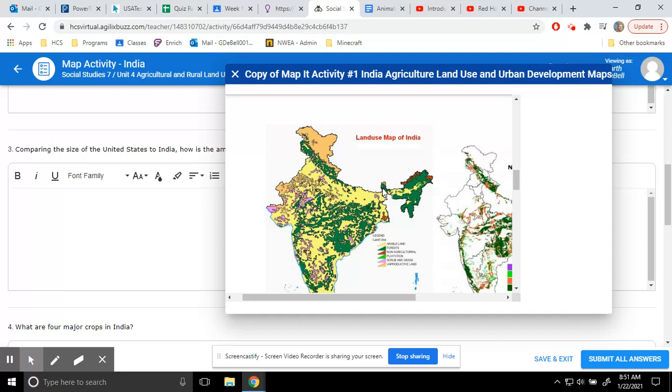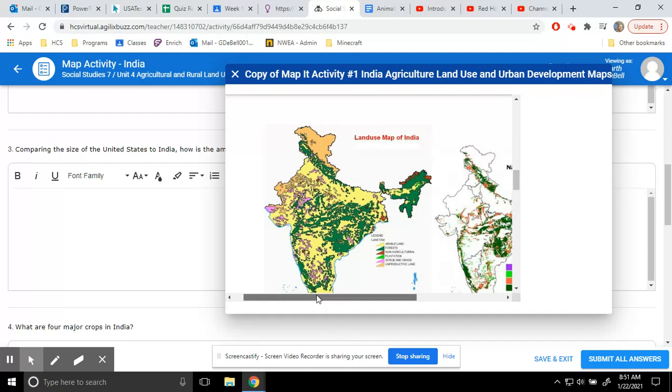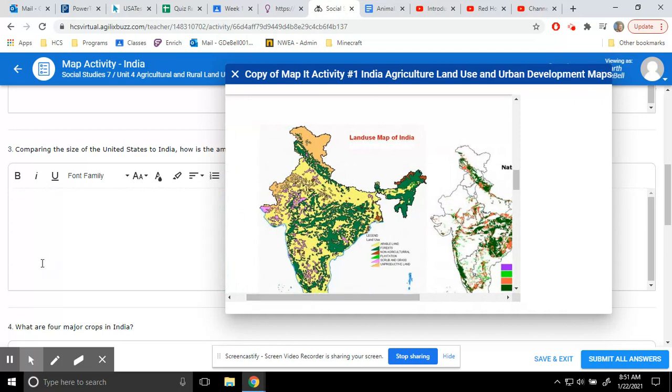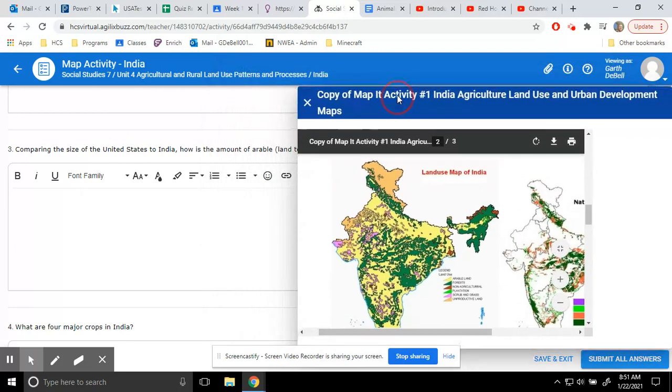Now, this map does not give you United States usable land. You're going to have to think back to when we were talking about the United States, or go back and look at your read and see what it shows for agriculture. If you still can't find it, feel free to use Google for this question to find out how much U.S. land is arable, because it does not give you that information on here. Then just tell me what you think. What's the comparison between the two?